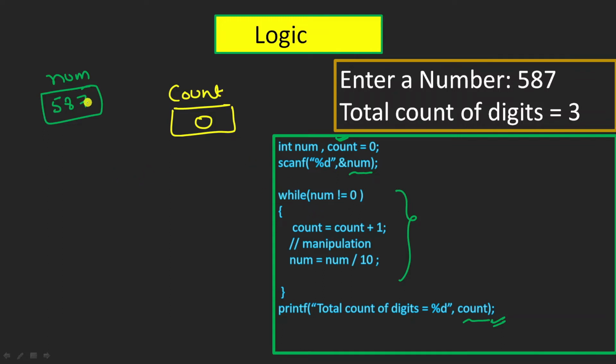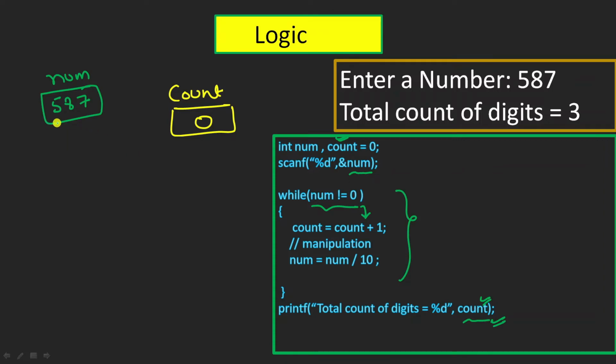So basically inside the number 587 is there. Again and again I'm checking whether my number has become 0 or not. If my number is not equal to 0, then I am coming inside. If my number has been reduced to 0, then I will come out, and then I will stop and print my answer, whatever is present in the count.